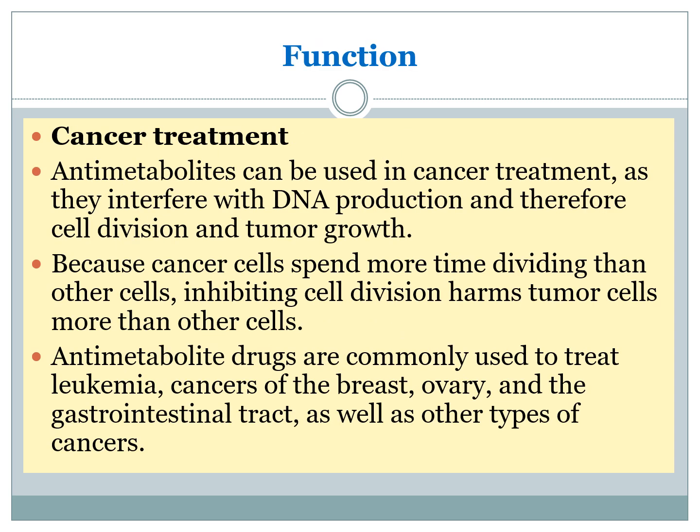Functions of antineoplastic drugs, mainly in cancer treatment. They can be used in cancer treatment as they interfere with DNA production and therefore cell division and tumor growth. Because cancer cells spend more time dividing than other cells, inhibiting cell division harms tumor cells more than other cells. Antimetabolic drugs are commonly used to treat leukemia, cancers of the breast, ovary, and the gastrointestinal tract, as well as other types of cancers.